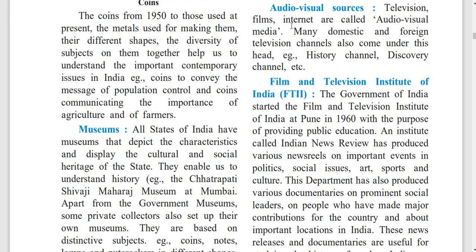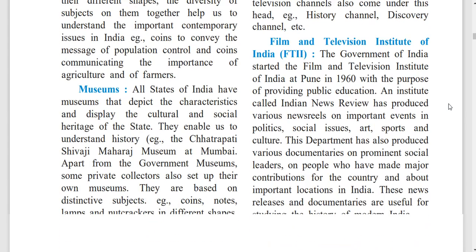Audiovisual sources. Television, films, internet are called audiovisual media. Many domestic and foreign television channels also come under this head. Example, History Channel, Discovery Channel, etc. Film and Television Institute of India, FTII.